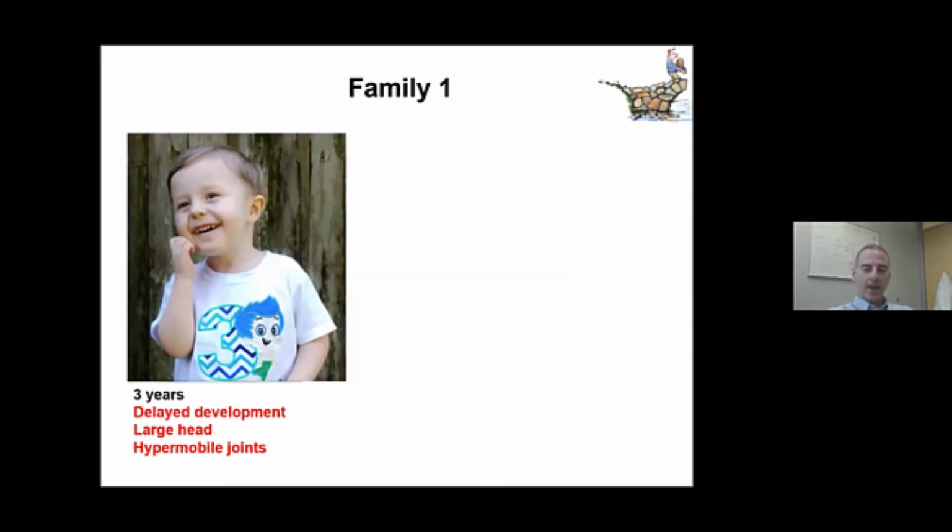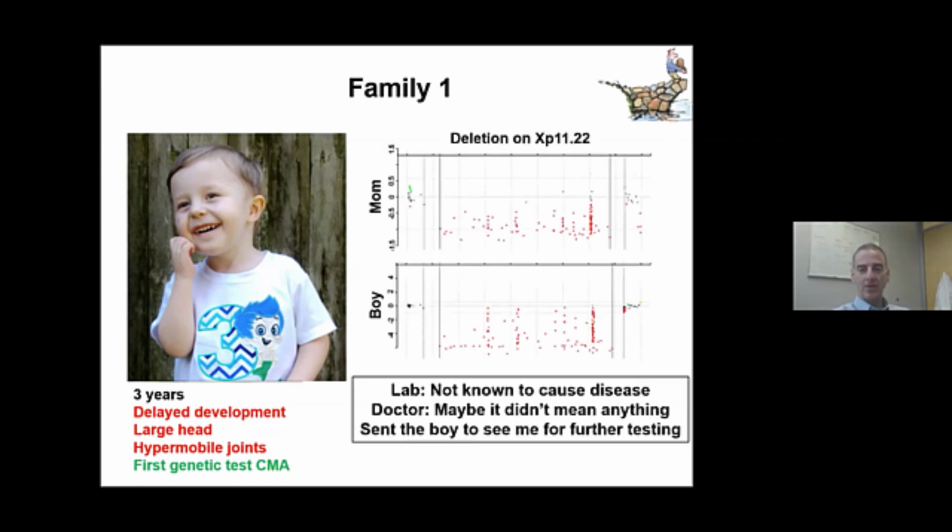By 3 years of age, he still had difficulty with his development, especially with his language development. He also was noted to have a very large head and these super hypermobile joints. And that's the point at which doctors finally said we should start to do genetic tests. So the first test he had was that first test I mentioned, that chromosome microarray analysis. That analysis found a deletion on the X chromosome. This deletion was carried by both his mom and also by this boy.